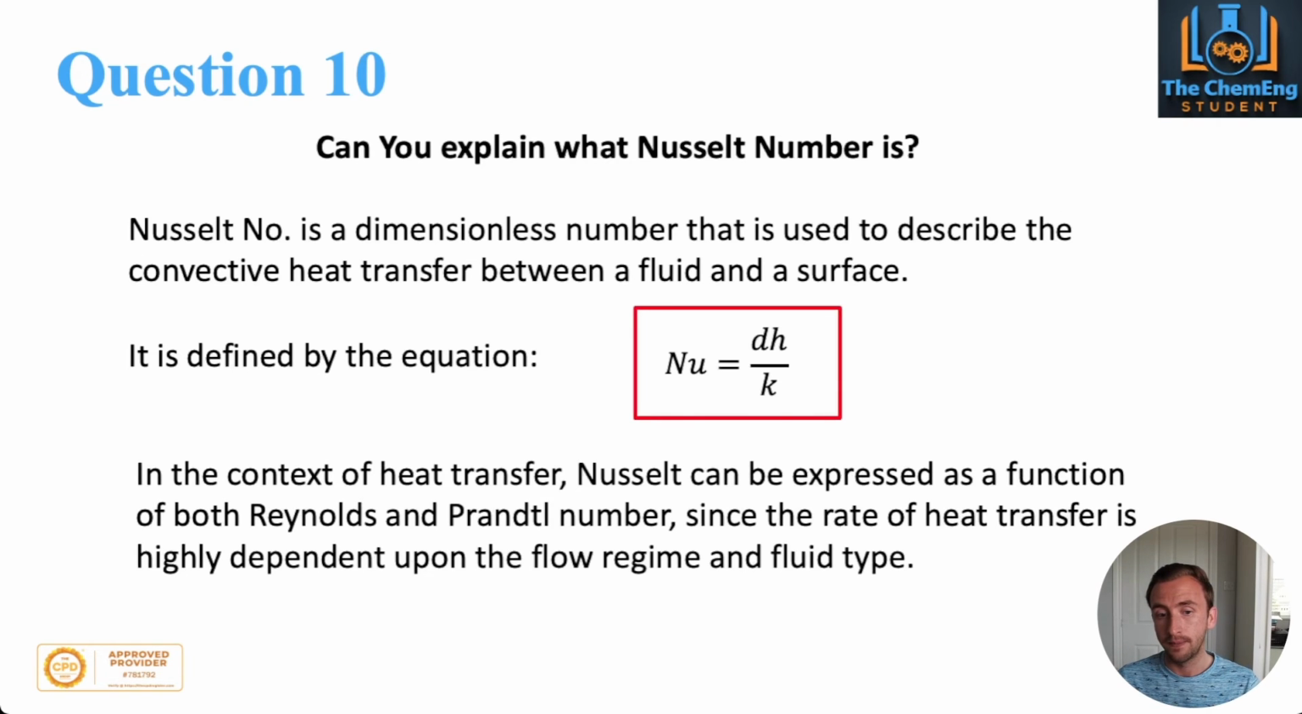And from there, in the context of heat transfer, Nusselt number is described or expressed as functions of Reynolds number and Prandtl number, because the rate of heat transfer, as we mentioned before, is highly dependent upon the flow regime and the fluid type, because every fluid and every solid has different heat transfer properties. So there is a long list of correlations between Nusselt number and Reynolds and Prandtl number.